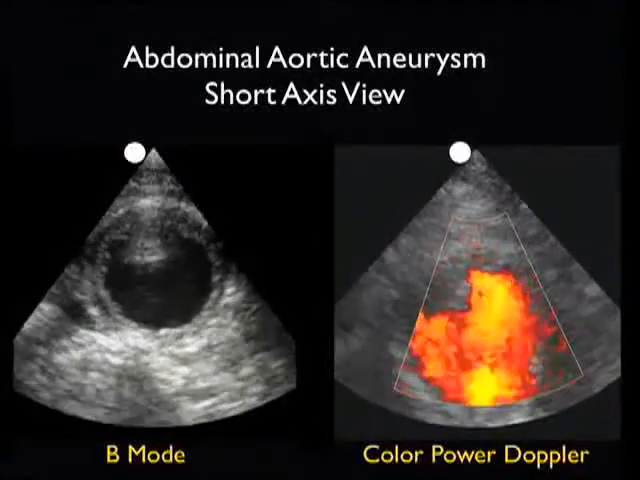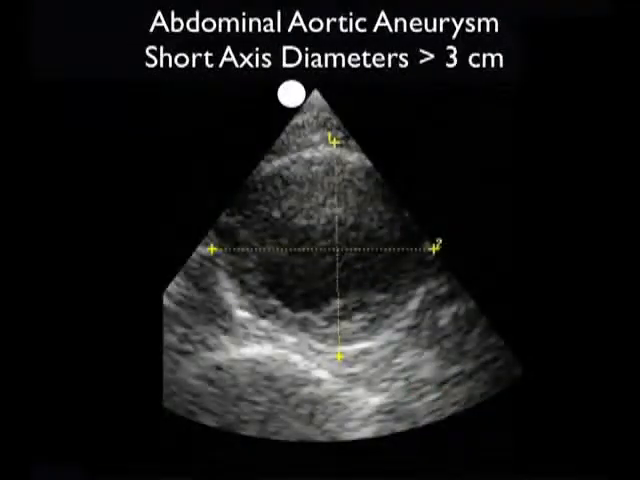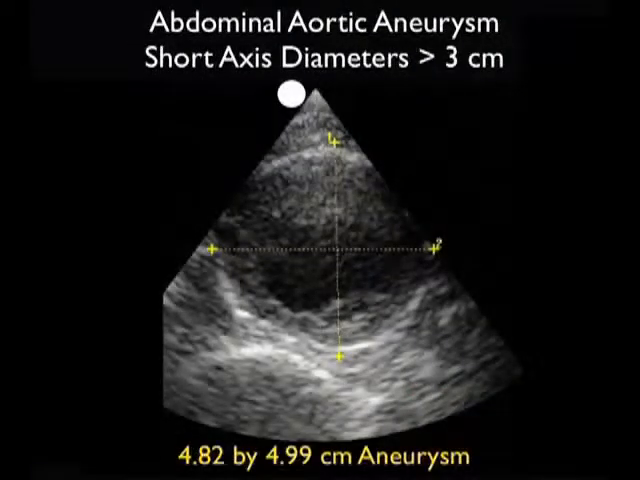Next, we're going to measure this abdominal aortic aneurysm, and notice we have a short axis configuration including outer wall to outer wall that includes the inner lumen and the outer thrombus, and we have a measurement of 4.8 by 4.9 centimeters, meeting the criteria of a AAA greater than 3 centimeters.